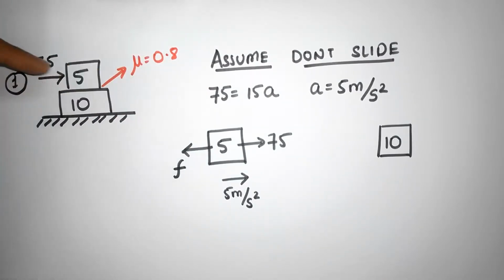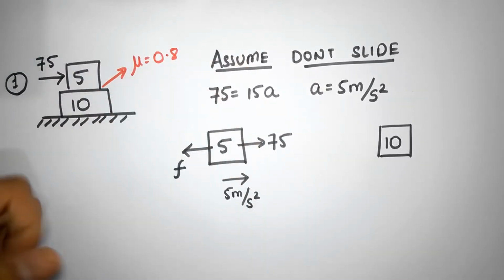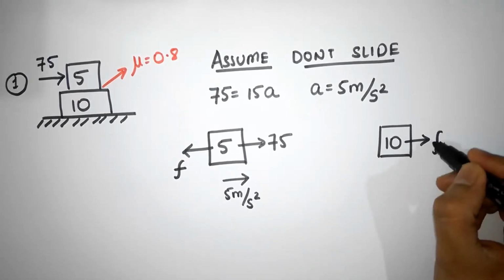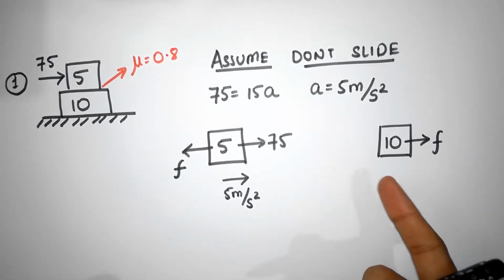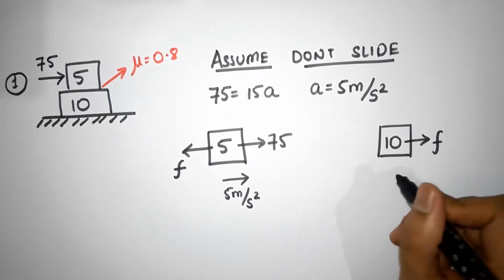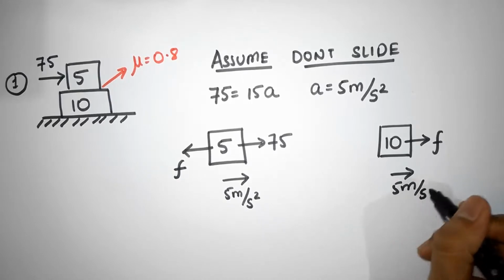Action equals minus reaction, right? So the 5 kilogram block is pulling this 10 kilogram object forward. It's the same frictional force acting in the forward direction, this way. I hope you can really understand this. These two are action-reaction pairs. And that friction has to accelerate this guy all the way to 5 meters per second squared.